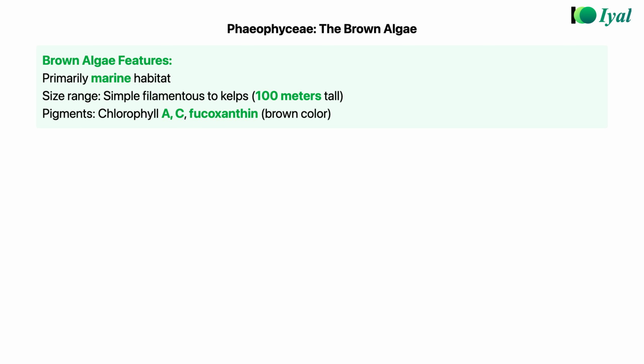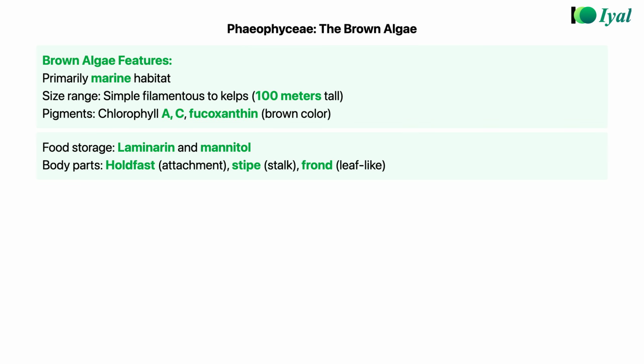Brown algae are found primarily in marine habitats. Their size variation is incredible. They range from simple branched filamentous forms like Ectocarpus to these massive profusely branched forms called kelps, which can reach heights of 100 meters. That's as tall as a 30-story building. They have chlorophyll a and c, plus carotenoids and xanthophylls. The brown color comes from the xanthophyll pigment fucoxanthin, and the amount of this pigment determines whether they're olive green or various shades of brown.